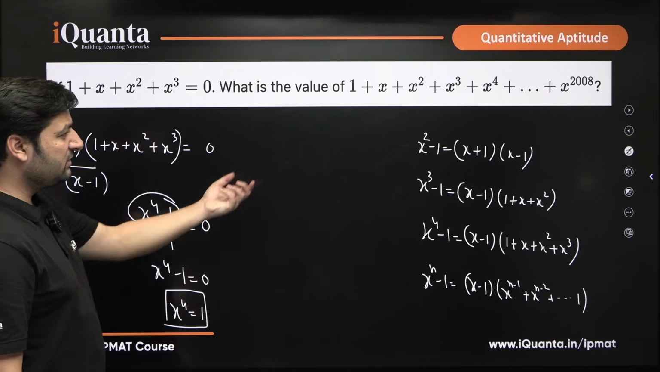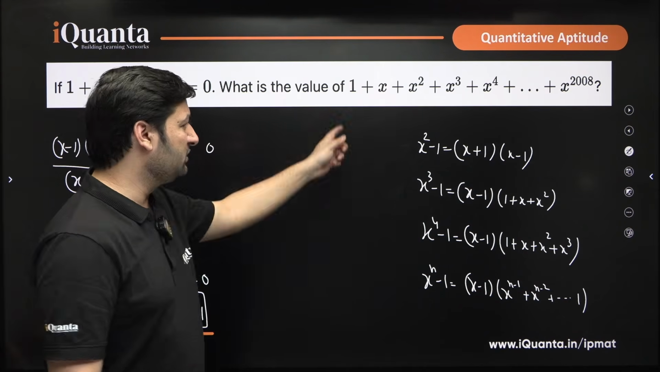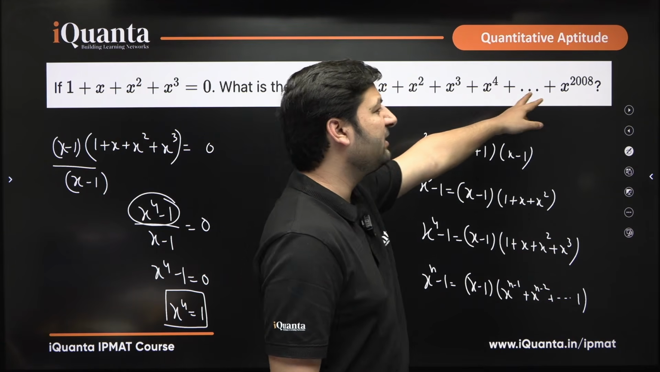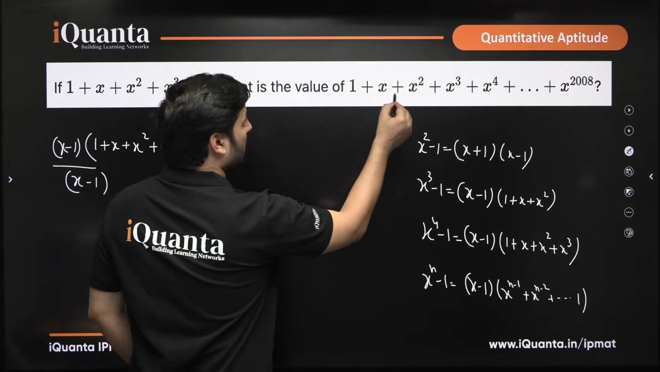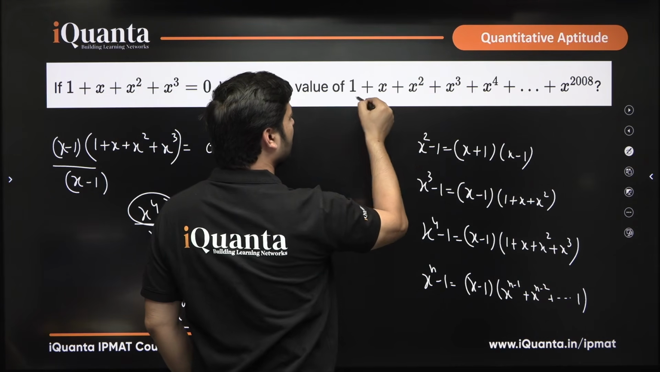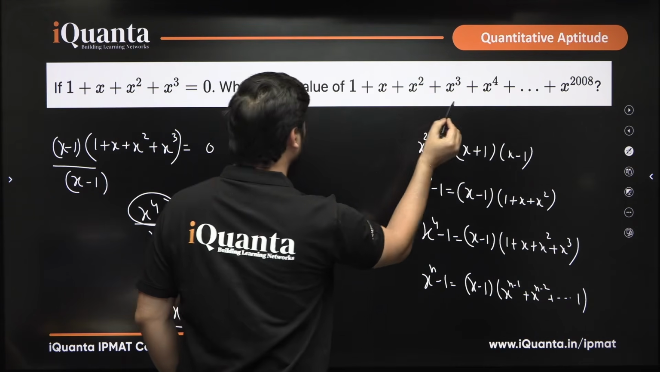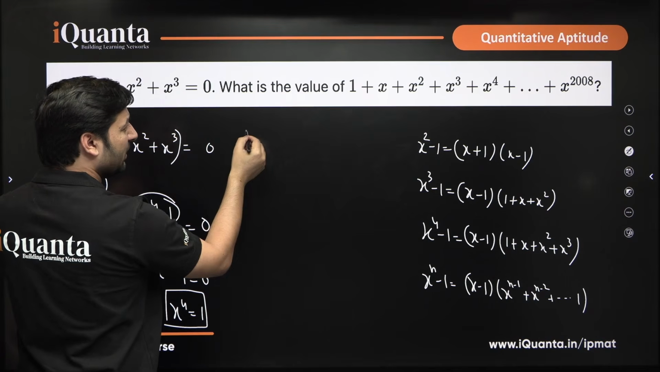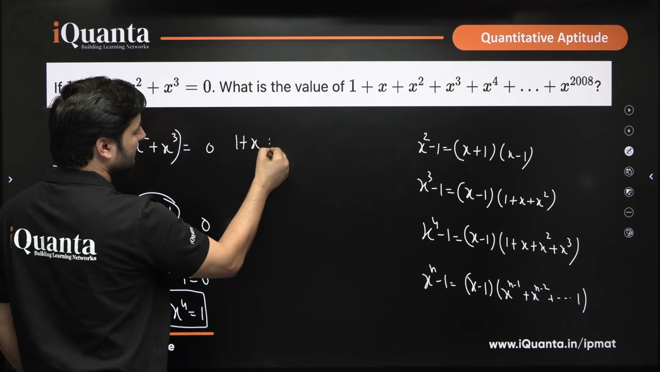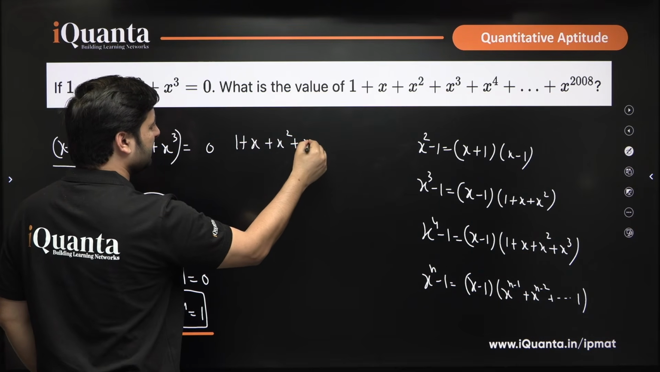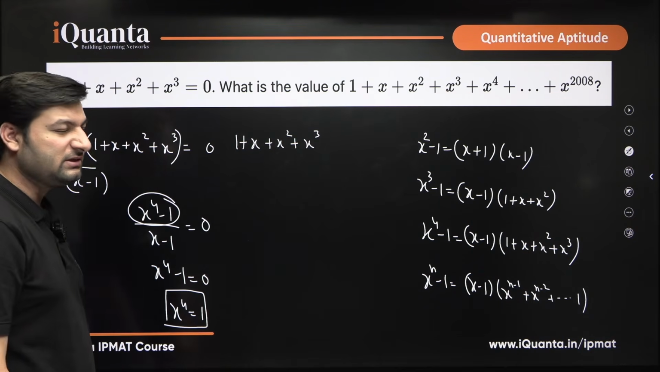Now I have to use it and I have to put it here in this expression, because this is 1 plus x square plus x cube and going till x to the power 2008. How do I use it? See, if I use this much, 1 plus x square plus x cube, the first 4 terms, they will become 0. So 1 plus x square plus x cube, 1 plus x square plus x cube. This is going to become 0, isn't it?